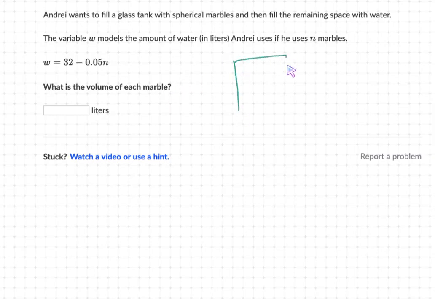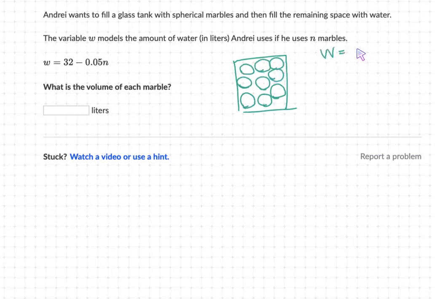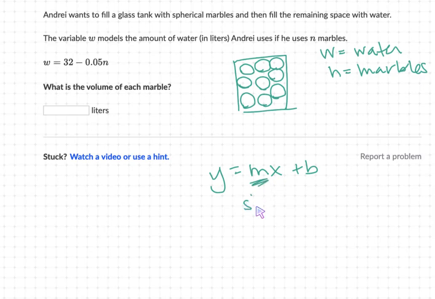All right, I'm a little confused on this problem, so I'm going to go ahead and draw what this might look like for Andre. He has a whole bunch of marbles. The W is the water in liters, and the n is the number of marbles. It doesn't quite look like it's in y equals mx plus b form. Remember the m stands for the slope. That's showing us how much it's changing or moving. And the b stands for the start, the beginning. That's your y-intercept.